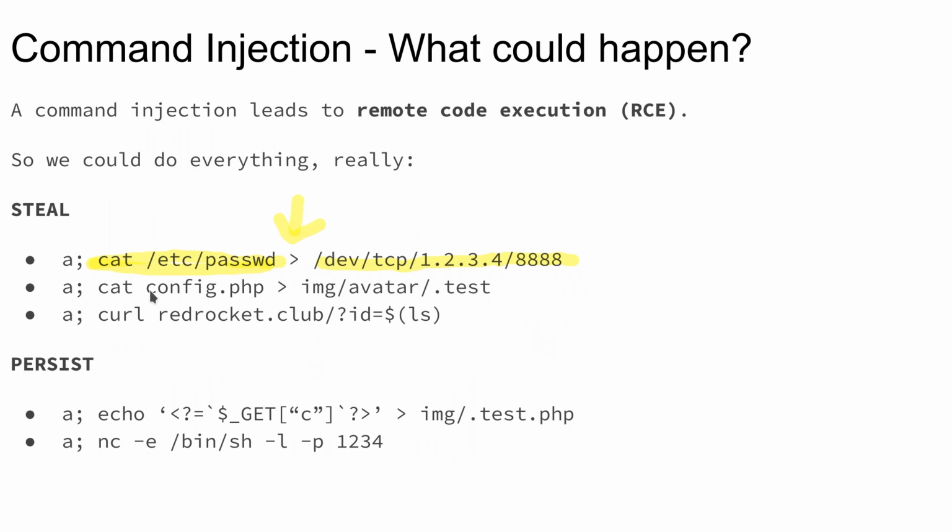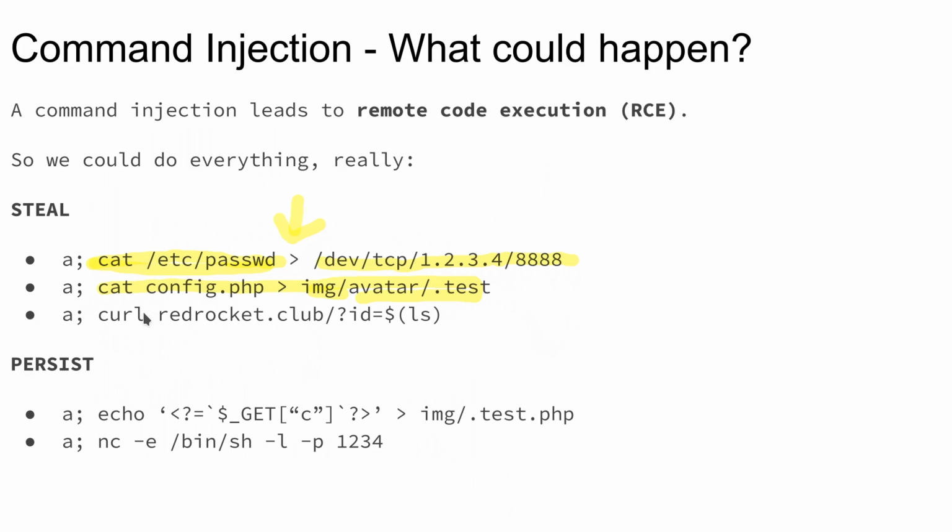Well, maybe in the same directory there are PHP files that are interesting. Why would they be interesting? Well, maybe they contain, for example, database passwords that we can steal. For that, we could just redirect the output of this file to a file in the web root and then access this file via the web server.